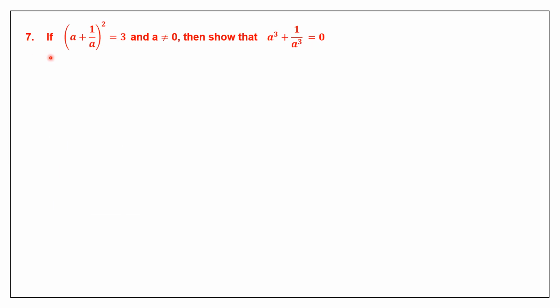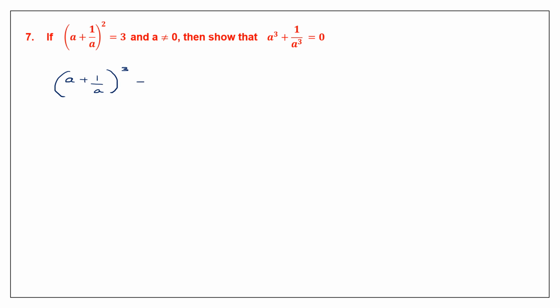Question 7. If a plus 1 by a the whole square is equal to 3 and a is not equal to 0, then we have to show that a cube plus 1 by a cube is equal to 0. So here we have a plus 1 by a square. Now, if we are going to apply this formula, a cube plus 1 by a cube, then we need to know a plus 1 by a alone. Now, how do we do this? Now, let's write down a plus 1 by a and cube it. Let's cube it and then let's see the expansion for this.